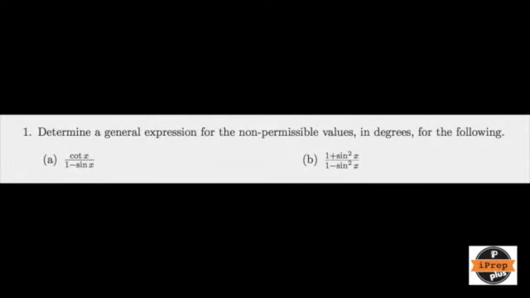Determine a general expression for the non-permissible values in degrees for the following: a. cotangent of x over 1 minus sine of x, and b. 1 plus sine squared of x divided by 1 minus sine squared of x.